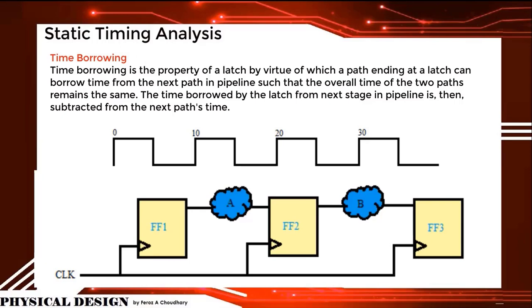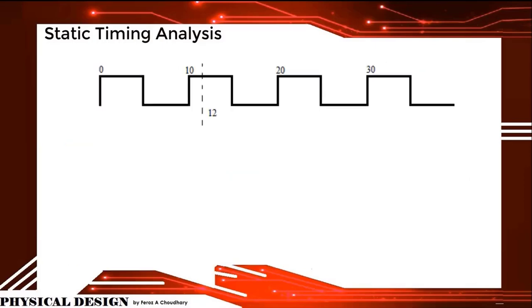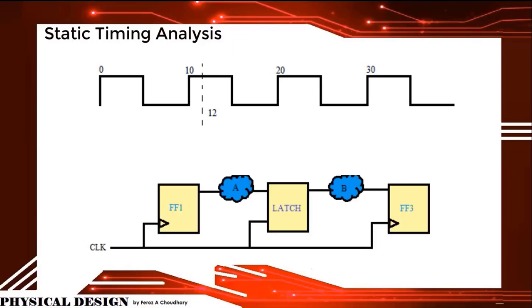Here it is a big problem. So we can use a latch. Here it is a positive level sensitive latch. That means whenever the clock is high, the latch will work for half a period. So as you can see, it will work till 15, meaning it will be transparent from 10 to 15. So what is the benefit of using a latch?